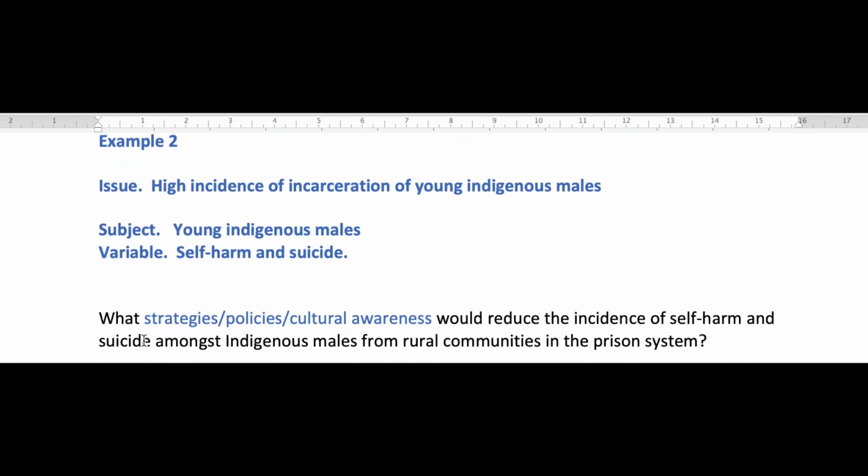Similarly, I could look at a different and perhaps quite relevant subject at the moment, which is the high incidence of incarceration among young Indigenous males, those particularly from rural communities. The subject, young Indigenous males. The variable is incarceration leading to self-harm and suicide. Once again, we narrow the question and we focus. What strategies, policies, or cultural awareness would reduce the incidence of self-harm and suicide amongst Indigenous males from rural communities in the prison system? Eminently researchable.